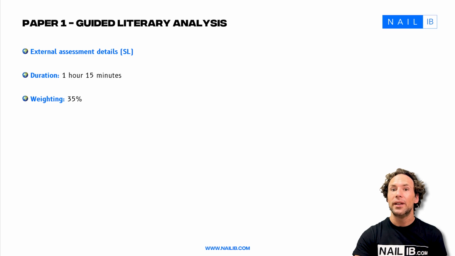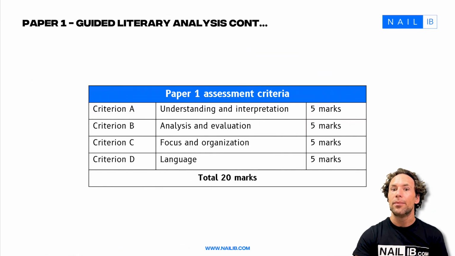Keep in mind that performance in Paper 1 is assessed according to the criteria which we'll follow, and that the maximum achievable mark for this paper is 20 points, which reflects the depth and precision of your analysis. We go through the assessment criteria, which consists of 4 criteria, each assessing different aspects of your performance in literary analysis. The first one is Criterion A, understanding and interpretation, which has 5 marks.